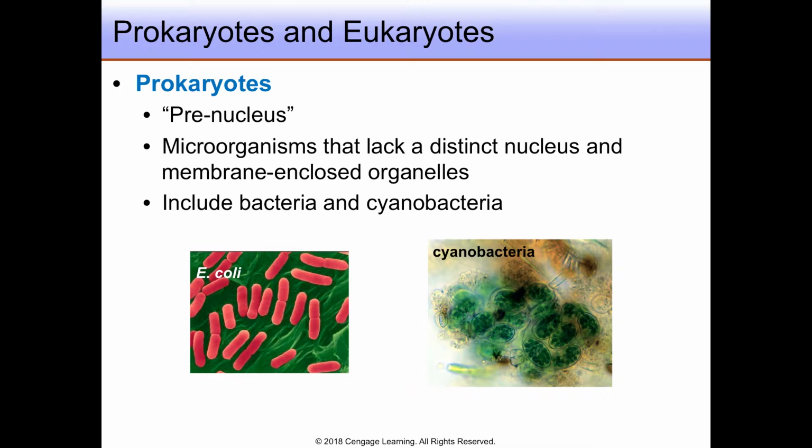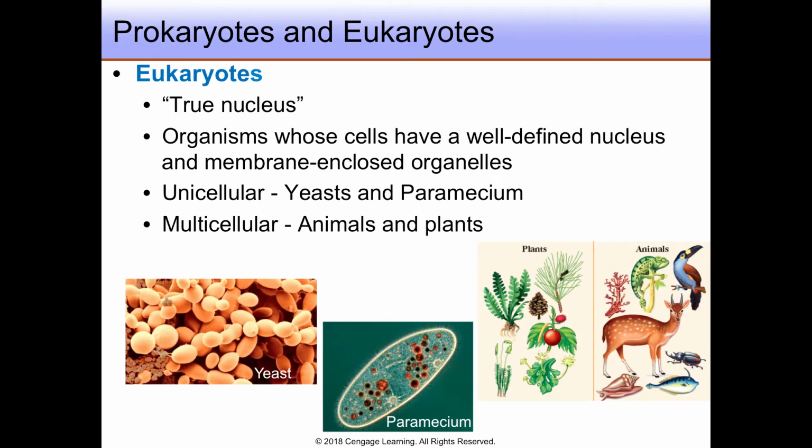The designation prokaryote literally means pre-nucleus, so it's a very appropriate name for organisms that lack a nucleus and other membrane-bound organelles. Included in this group are various bacteria, including Escherichia or E. coli, and cyanobacteria, so called from their cyan or green color.